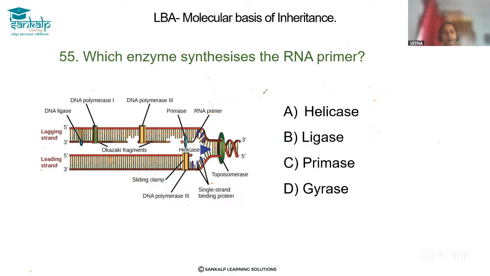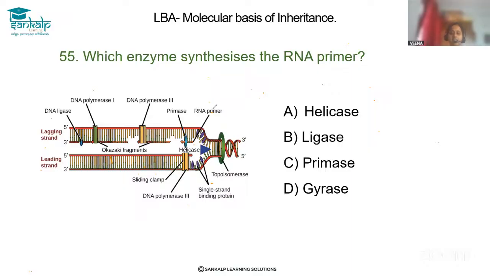Let's solve question 55. Which enzyme synthesizes the RNA primer? Dear students, you know that the DNA polymerase cannot directly add the nucleotides in the replication process. So for the initiation, it adds the RNA primers.